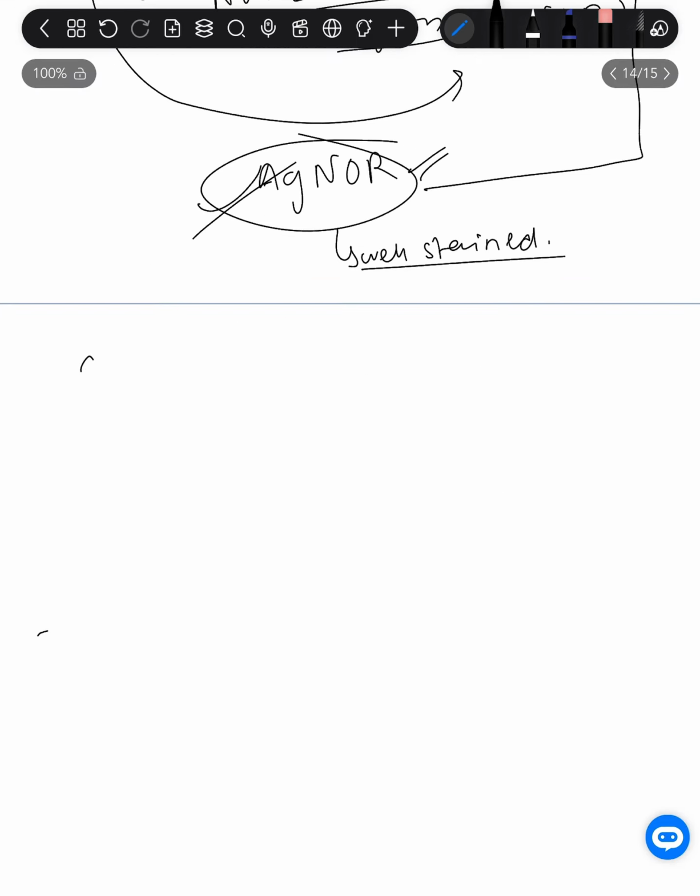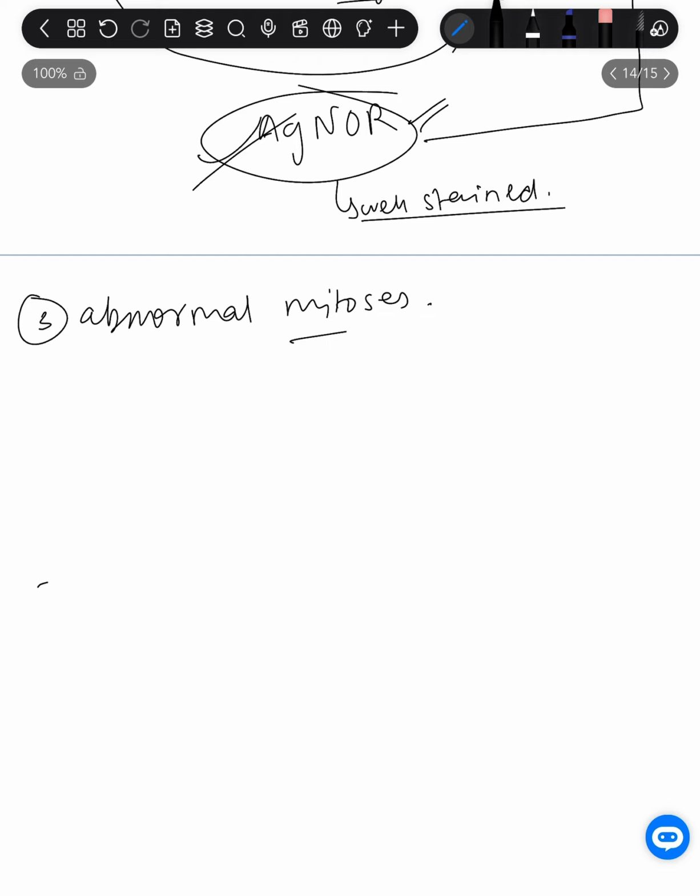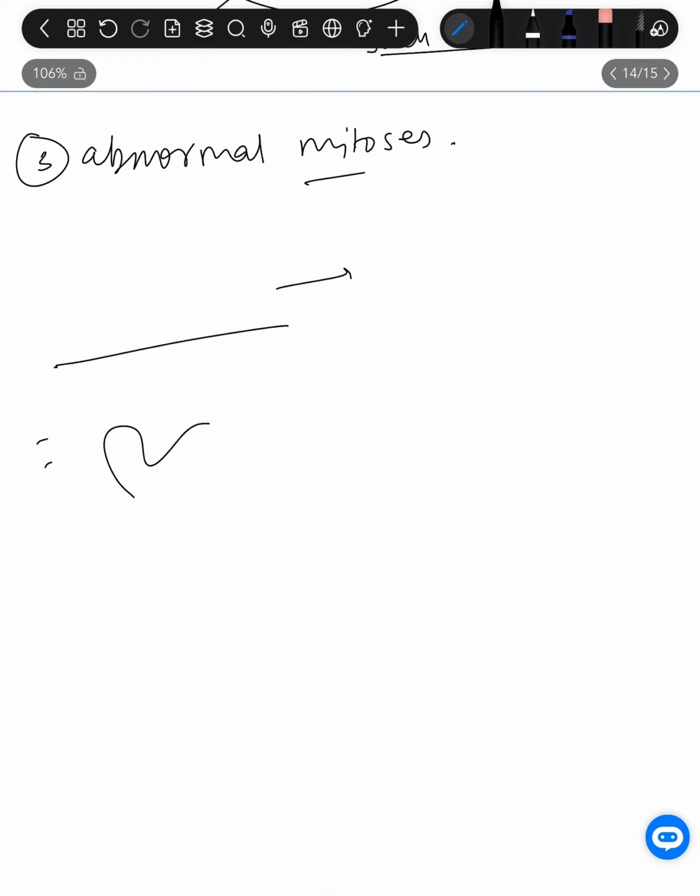Moving on to the third point, we can see abnormal mitosis. What does this mean? Now you will say, mitosis is there in our body. Our epithelium is always in a dividing stage. Our bone marrow cells are always in a dividing stage. These are some dividing cells in our body.